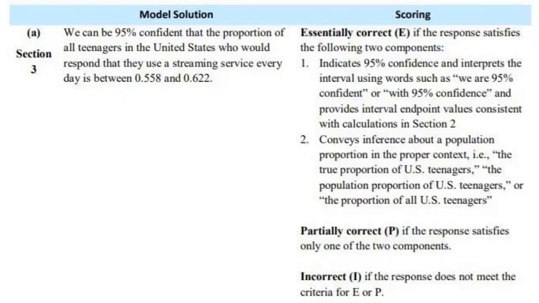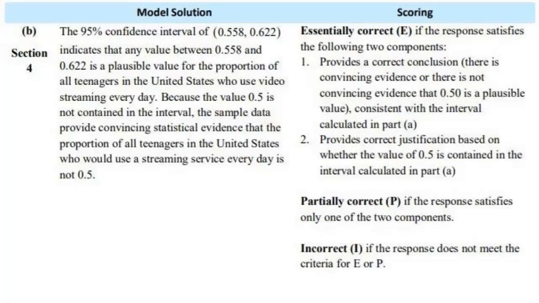And then part B was section 4. The 95% confidence interval is 0.558 to 0.622. So that indicates that between 55.8% and 62.2%, those are plausible values for the proportion. Is 0.5 contained inside that interval? No. So how are we going to answer part B then? Is 0.5 a plausible value? No. There were two criteria that we were looking for there.